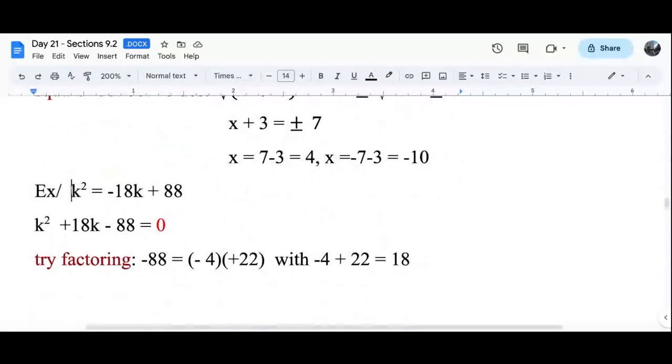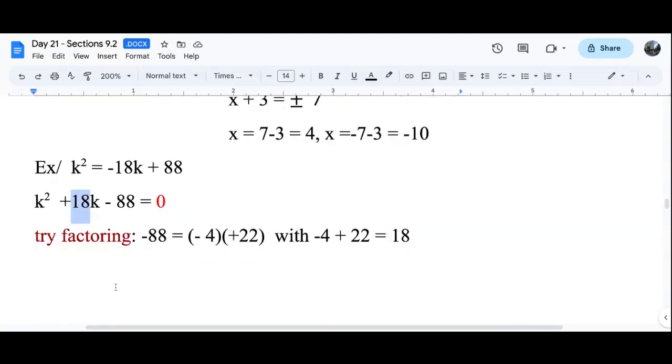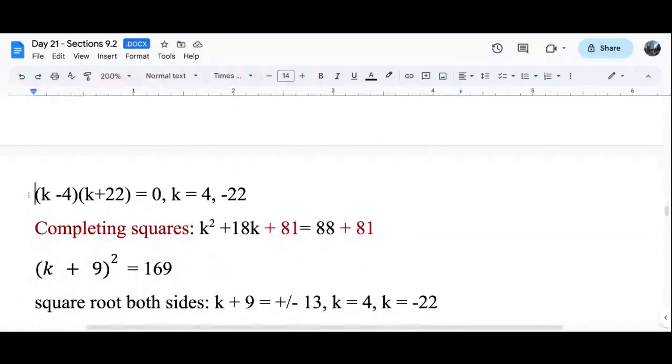So let's see this example. We have k squared minus 8 equals to negative 18k plus 88. Let's try to move everything to the left-hand side to factor it, right? So negative 88 indeed can be factored as those 2, and those 2 do add up to be 18. So bingo, that means this one can be factored as k minus 4, k plus 22 equals 0. So we solve, we get k equals 4 and negative 22.